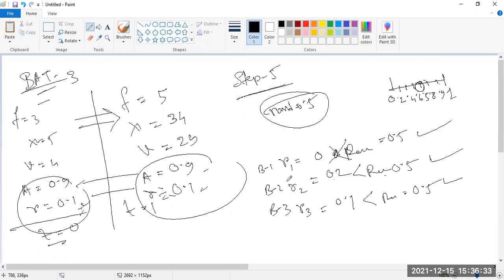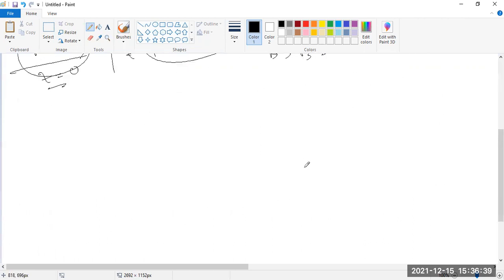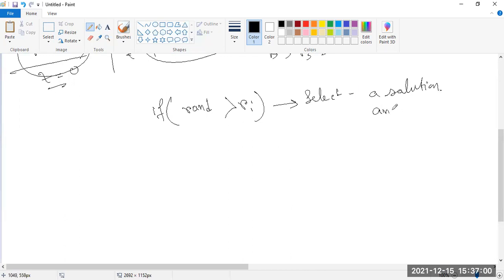You can remember the condition: if random is greater than ri, what does the algorithm say? The algorithm is saying that if the random value you have selected is greater than ri, then select a solution among the best, and generate a local solution around the best solution.